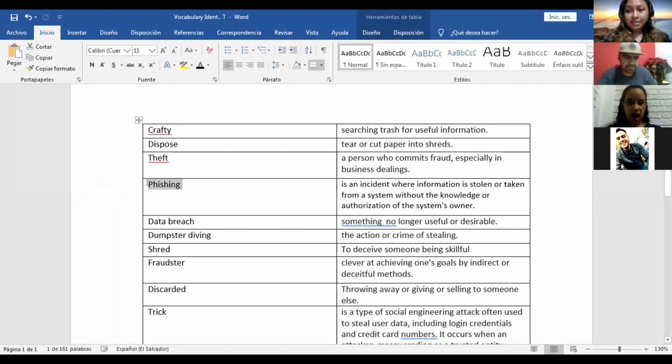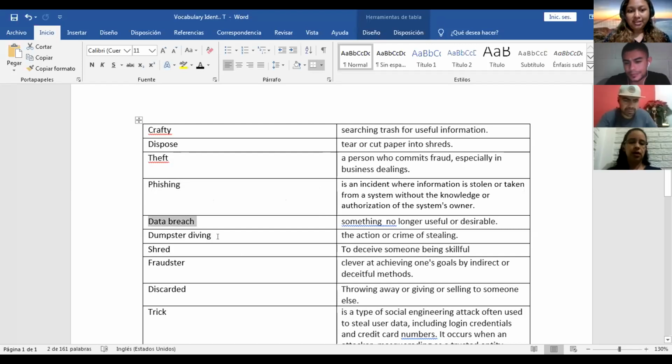The next one is fishing, fishing. It sounds like an F. Fishing. Okay. The next one is data breach. Data breach. Okay. The next one is dumpster diving. Dumpster diving.